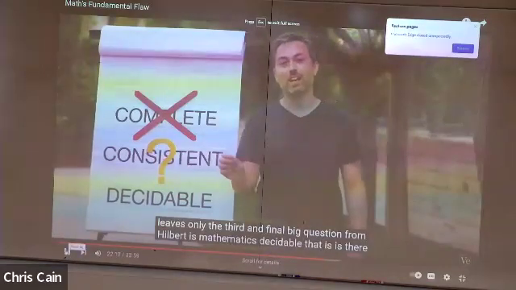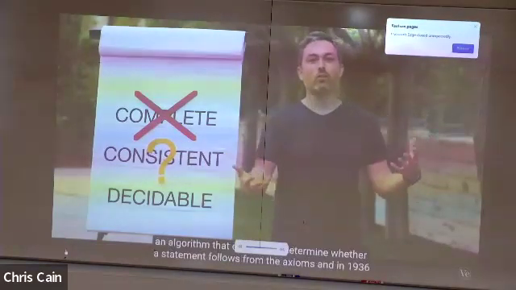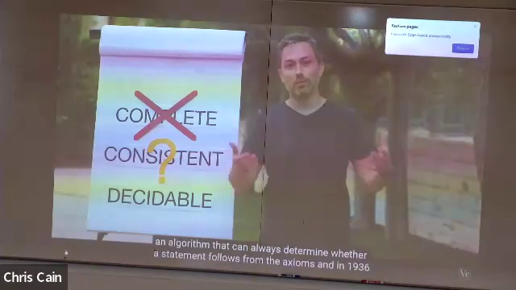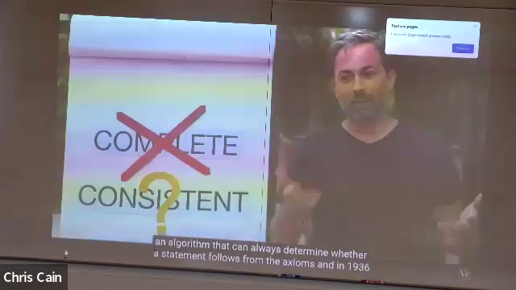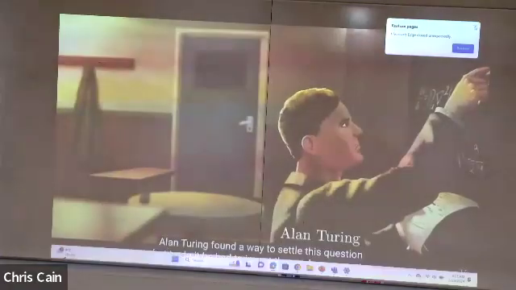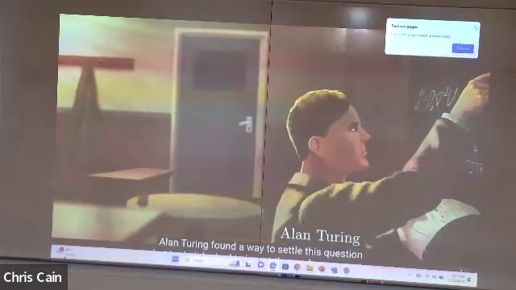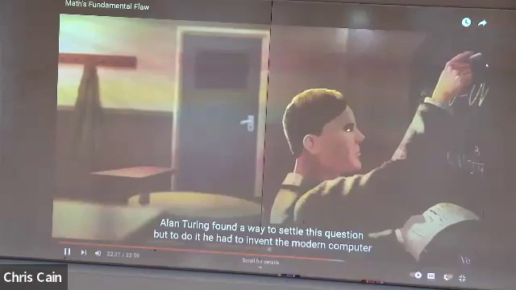Is mathematics decidable? That is, is there an algorithm that can determine whether a statement follows from the axioms? And in 1936, Alan Turing found a way to settle this question. But to do it, he had to invent the modern computer.